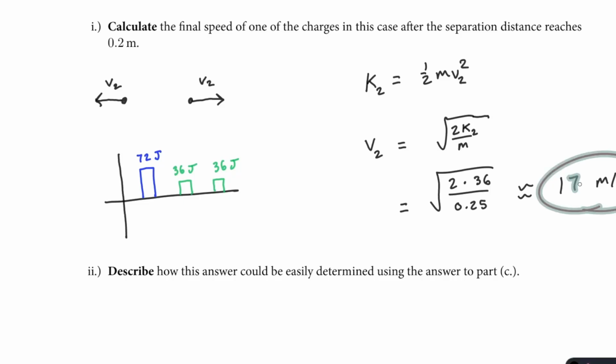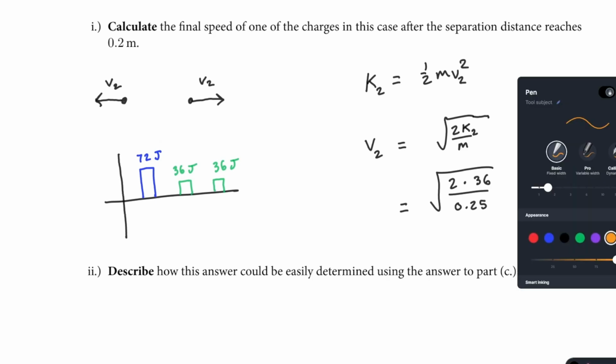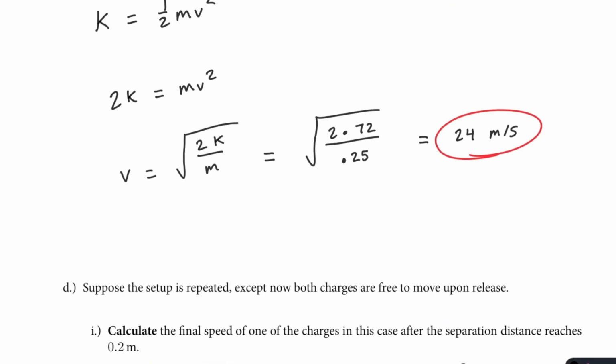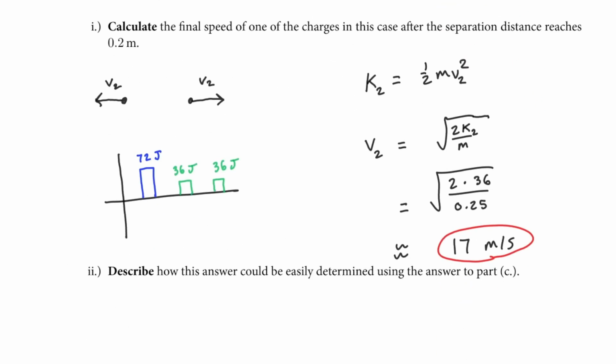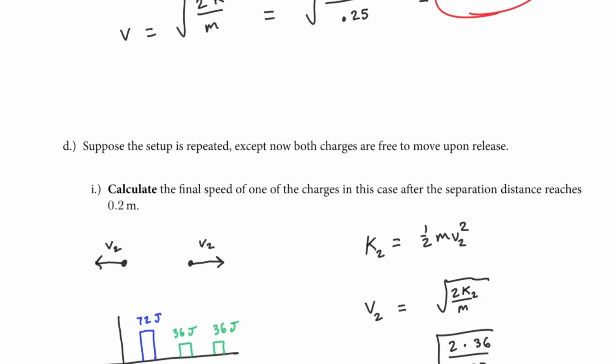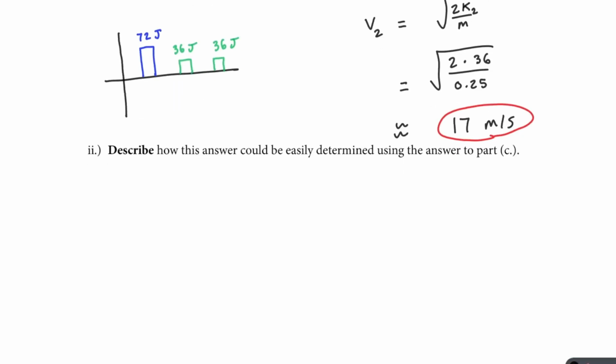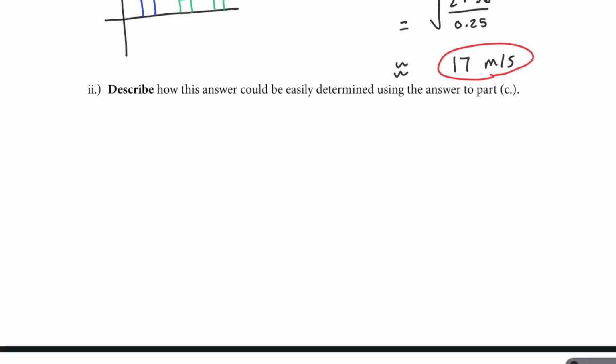Oh, and I should write that somewhere where we could actually read it. So this is less than 24 meters per second, as expected, because this time you're sharing the kinetic energy. But something that's interesting is our velocity originally was 24 meters per second, and now it's 17. And that's not just half. So actually, sharing the kinetic energy didn't halve the velocity, which we'll use a ratio approach to show why that's true.